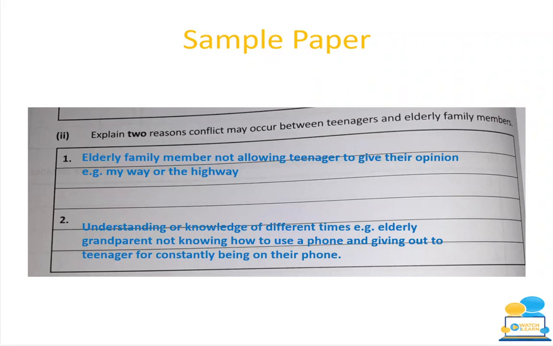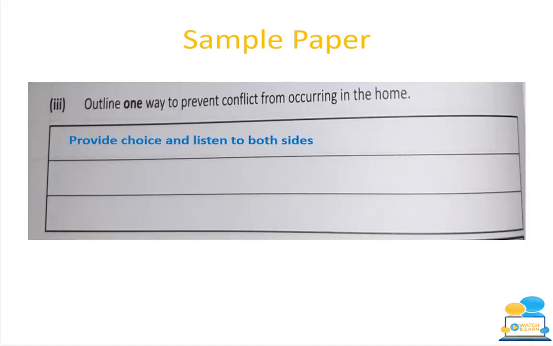So it's just about a grandparent not allowing the child, seeing the teenager as a child still, and not giving them the freedom which the parents are. So you're just coming up with examples. Think of your own life, and that'll help you create a better, more rounded example. So these are sample paper examples for conflict between teenagers and elderly family members.